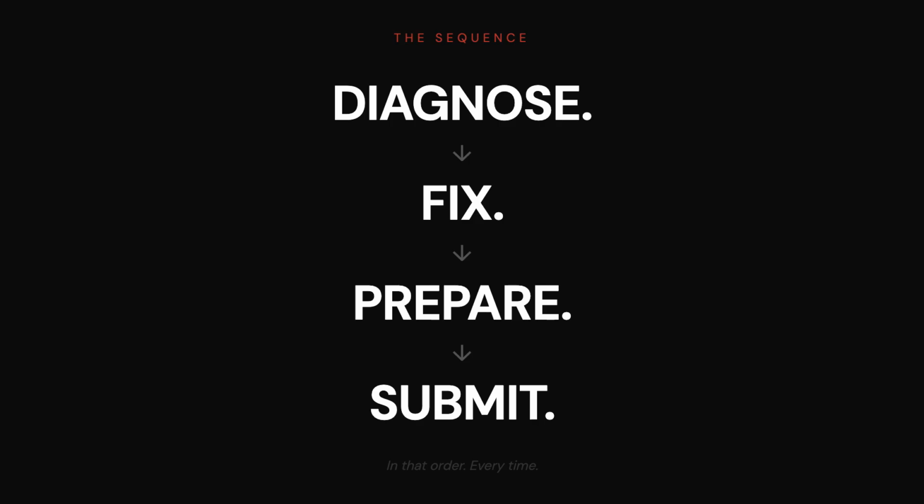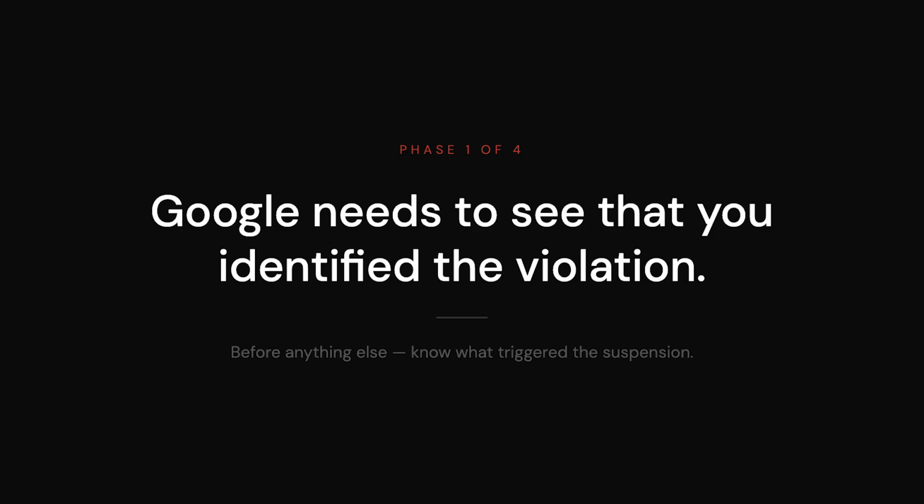And here is the real sequence to get your Google business profile reinstated. That sequence is diagnose, fix, prepare, and submit. And it's every time in that order. Okay, the first phase, Google needs to see that you identified the violation.